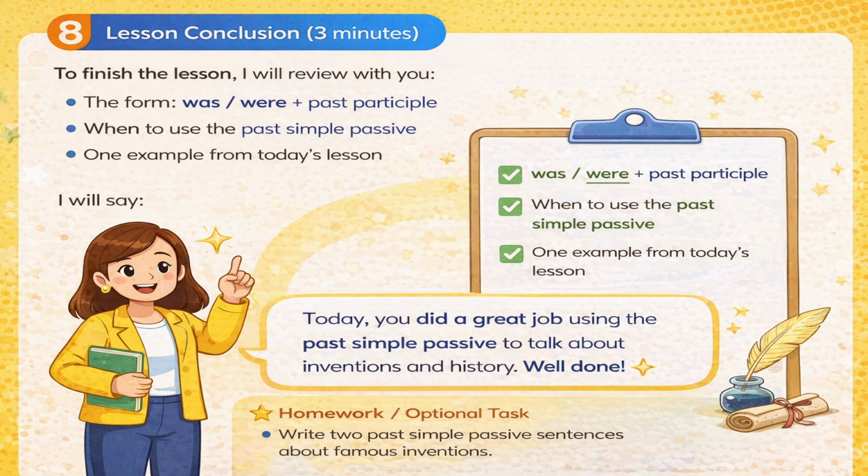Lesson conclusion. To finish the lesson, I will review with you the form was, were plus past participle, when to use the past simple passive, and 1 example from today's lesson. I will say, today, you did a great job using the past simple passive to talk about inventions and history. Well done! Homework. Write 2 past simple passive sentences about famous inventions.